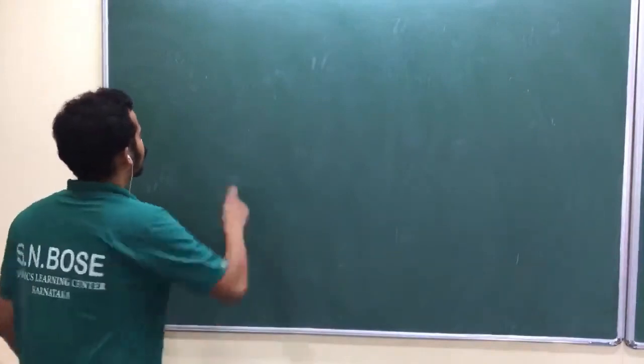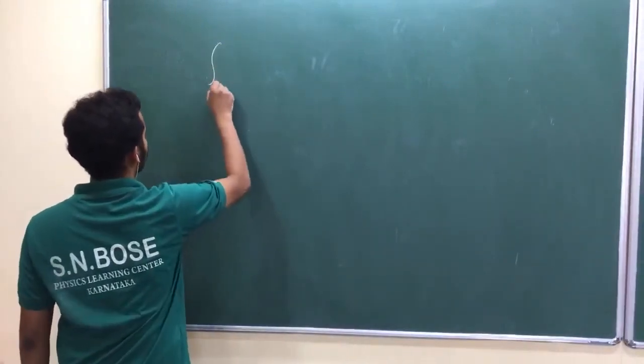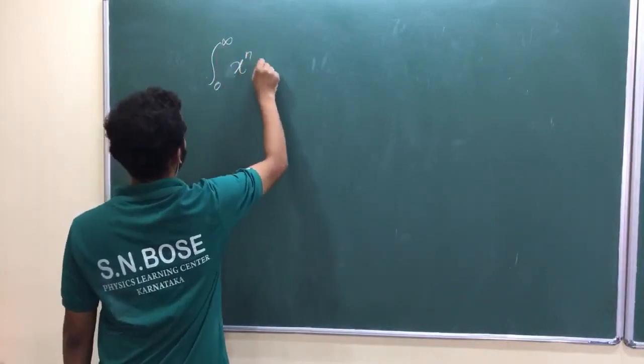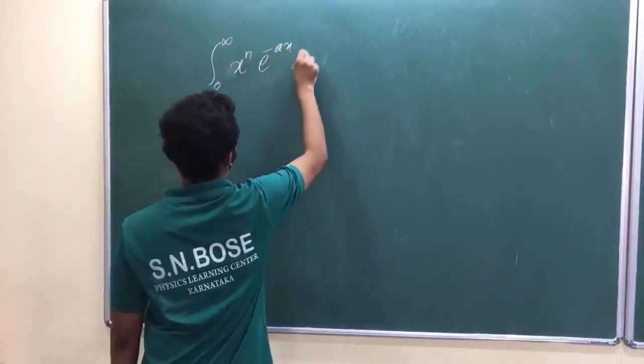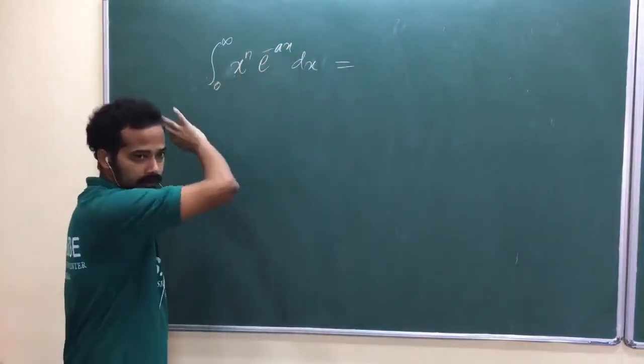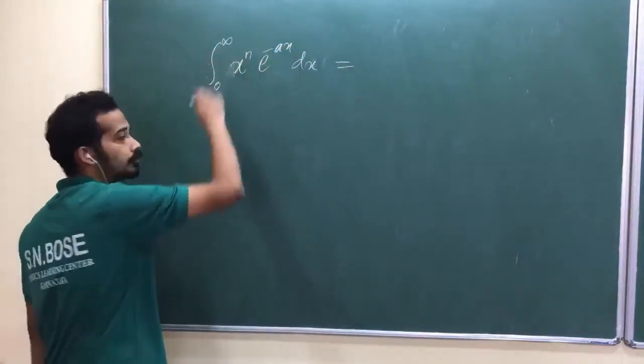Yeah. So the first one, I have started with this one: integral from 0 to infinity of e^(-ax) x^n dx, the exponential integral. Again, the area under the curve is finite only from 0 to infinity.